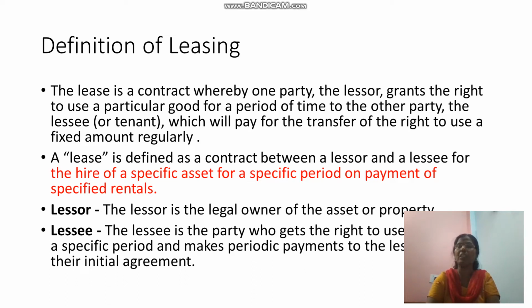So what is meant by leasing? Lease, or leasing. A lease is defined as a contract between lessor and lessee for the hire of a specific asset for a specific period on payment of a specified rental. Simple thing: the owner of the house is called the lessor. The person who occupies the house, that is the tenant, is called the lessee.